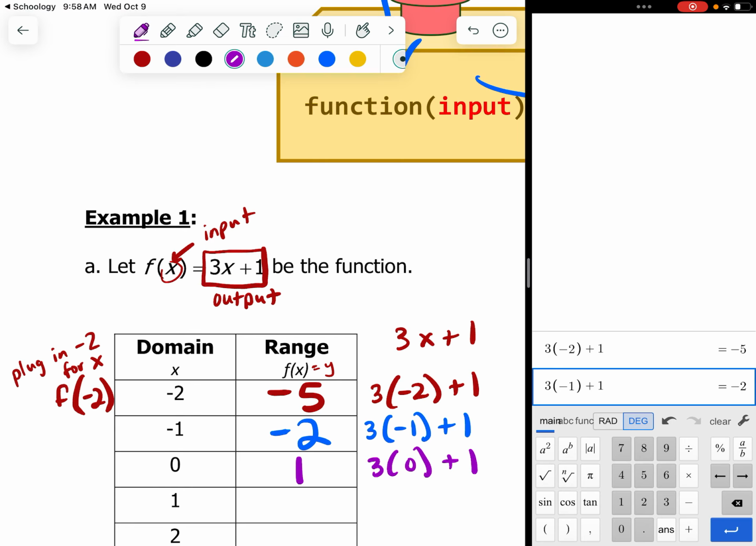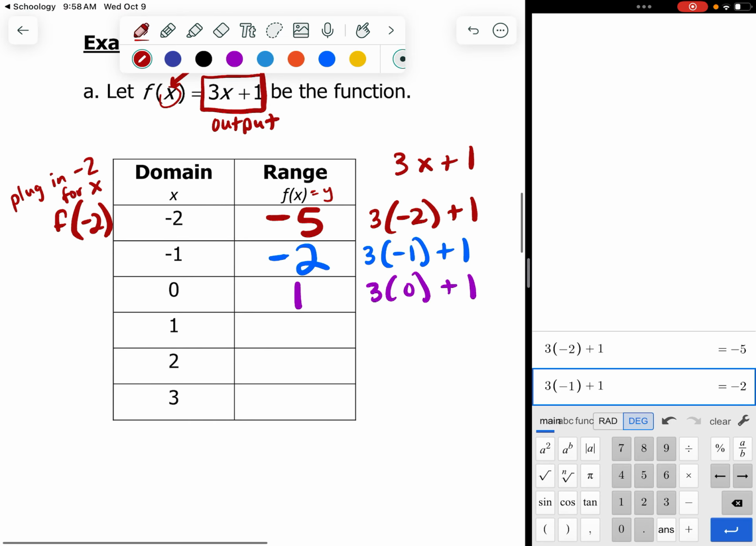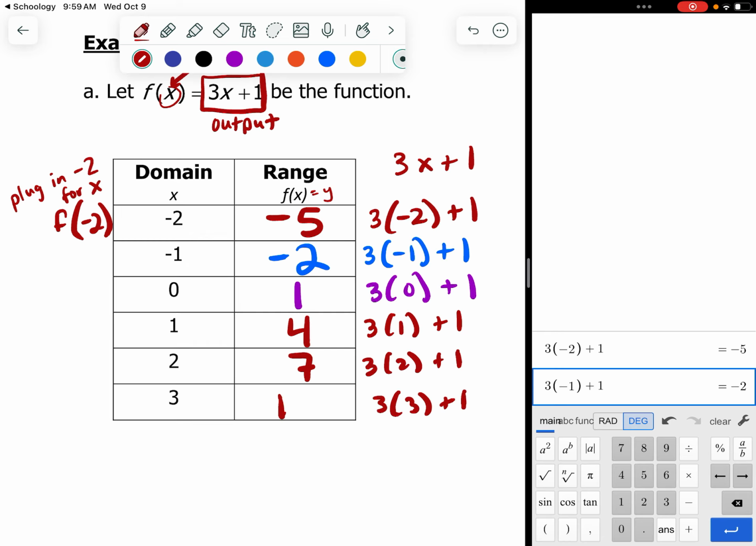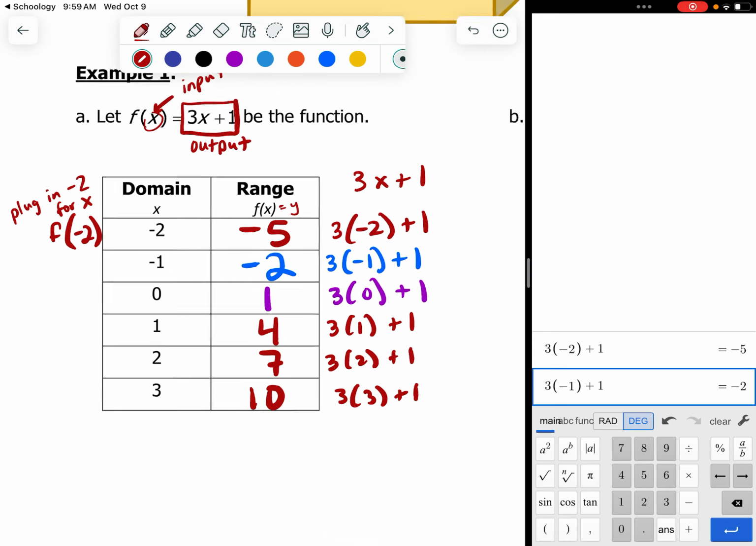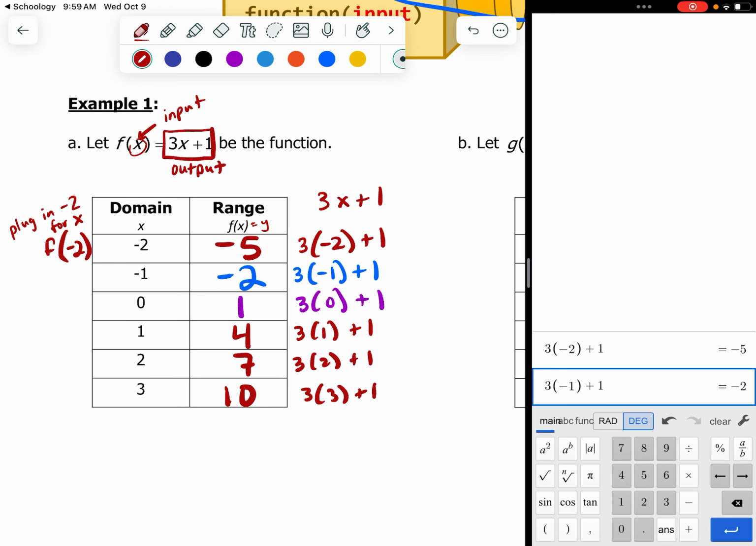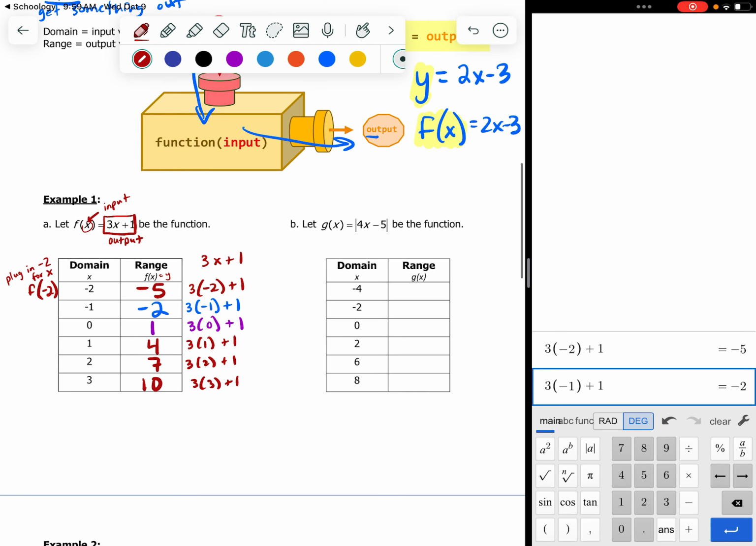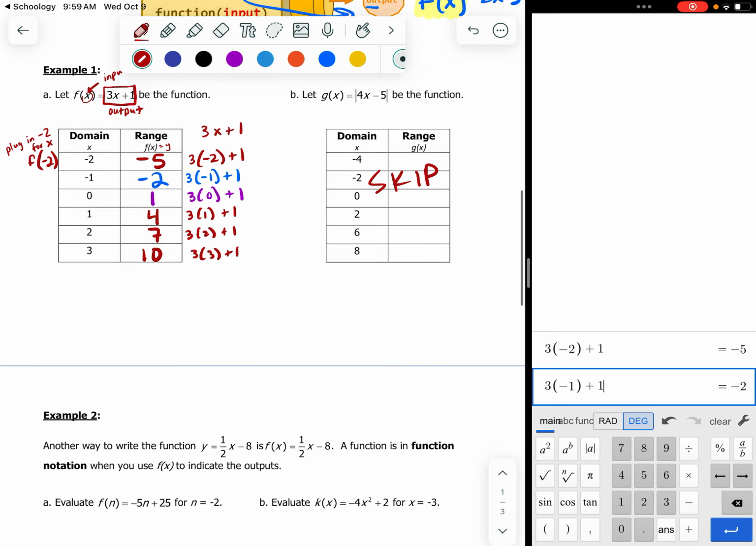Okay, so if you plug in 1, 3 times 1 is 3 plus 1, we should get 4. Okay, plug in 2, 3 times 2 is 6 plus 1, that's 7. And then 3 times 3 plus 1, that's going to be 10. Okay, so that's what function notation is. You're plugging something in. Okay, I'm actually going to skip B. That's an absolute value function. We're not going to worry about those.